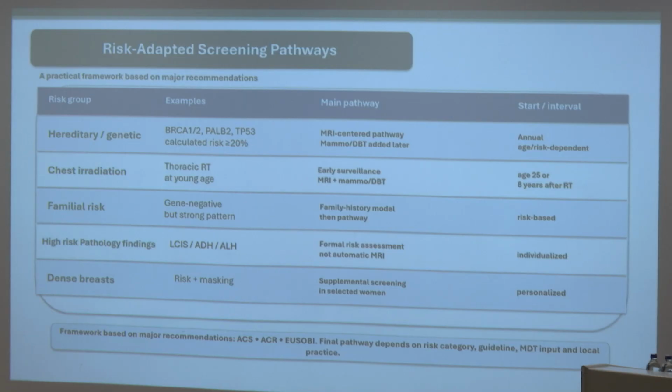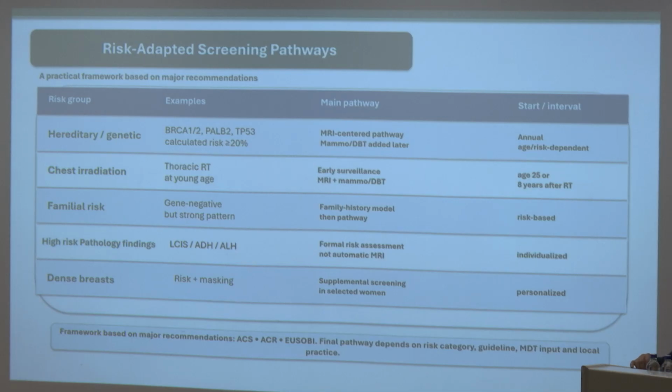Here is a practical framework based on major recommendations, all the things that I have already said: the risk-adapted screening pathways, with hereditary as an example, and the pathway being MRI-centered. This is the most important thing for my talk.